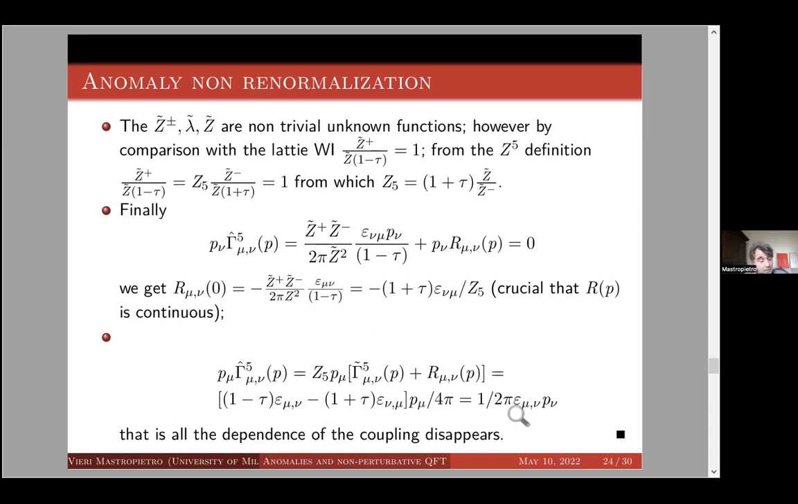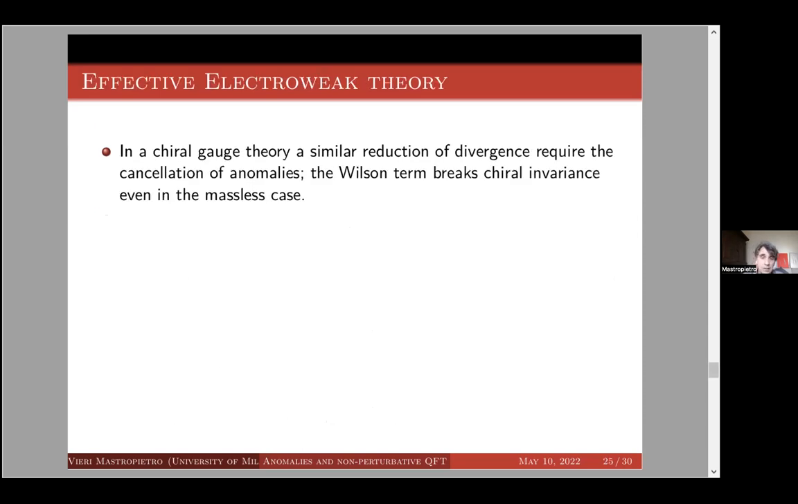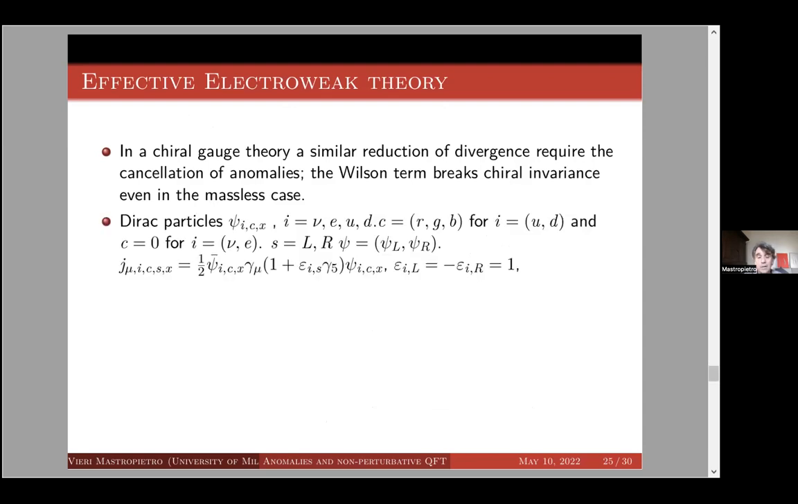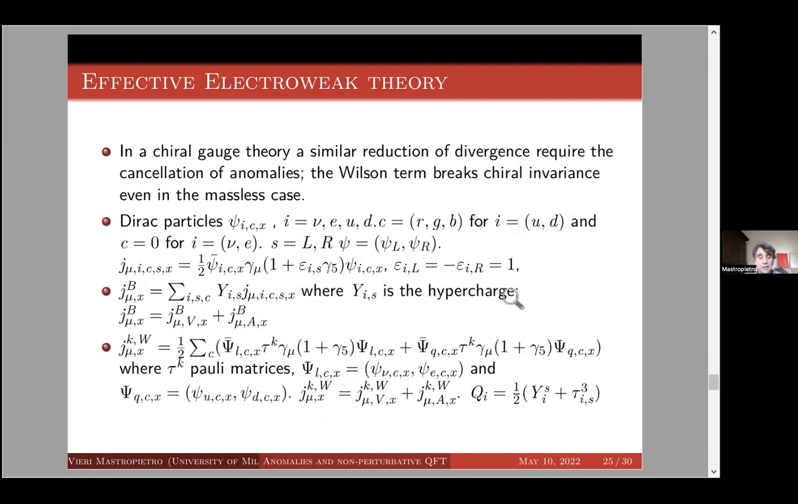So the last thing I want to say, I will be very quick now, because I only want one slide, two slides maybe. So let's go again to the electroweak theory. I will tell this very quickly in 5 minutes, then I will stop. Let us come back to 4 dimensions. The main goal would be to apply this cancellation in 4 dimensions with chiral interaction.